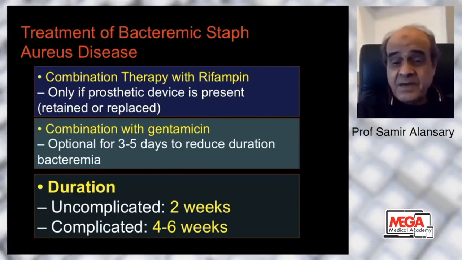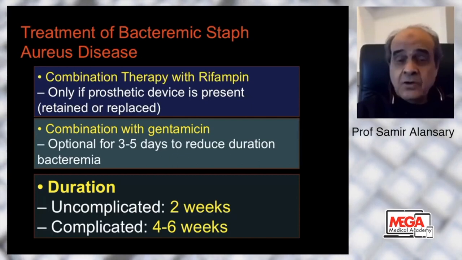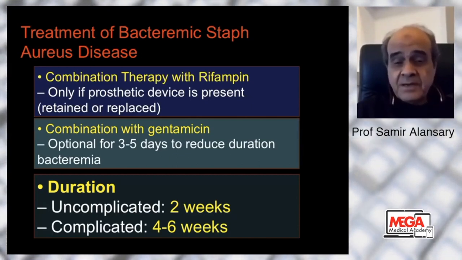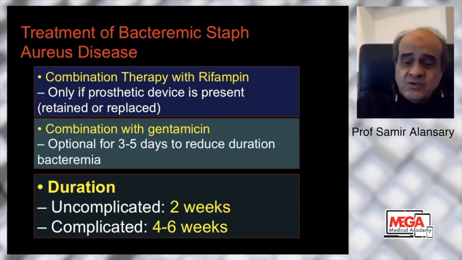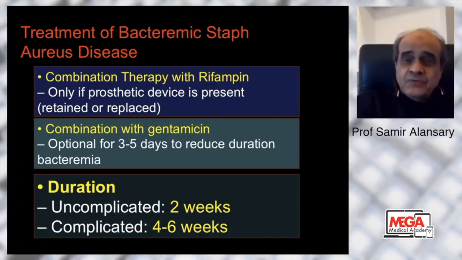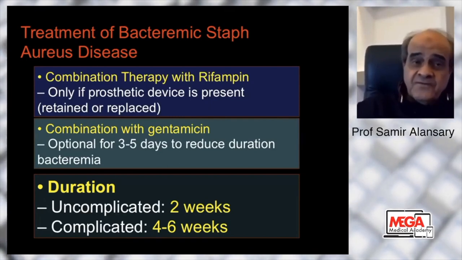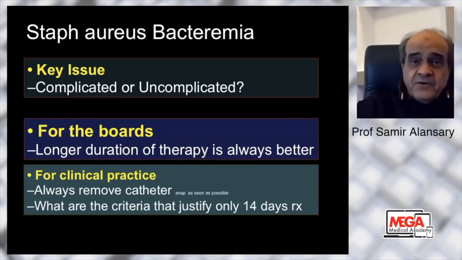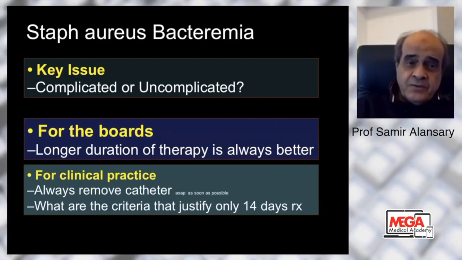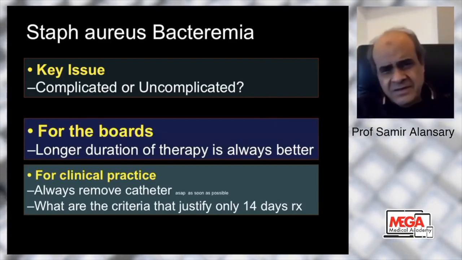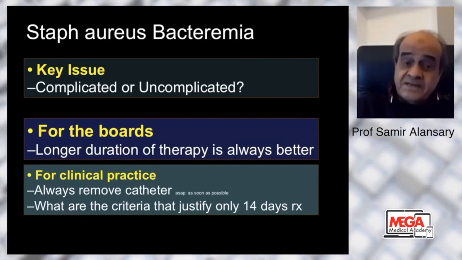Suppose your patient exhibits by echo that there is still vegetation or endocarditis, or your patient exhibits some thrombophlebitis, you have to continue for 4-6 weeks. And so this is very important and mandatory, to differentiate between the complicated and uncomplicated cases of staph infection. Staph aureus bacteremia, we have to differentiate between complicated and uncomplicated. For the board, you can select the longer durations, more safe, and always, as I said, remove the catheter.